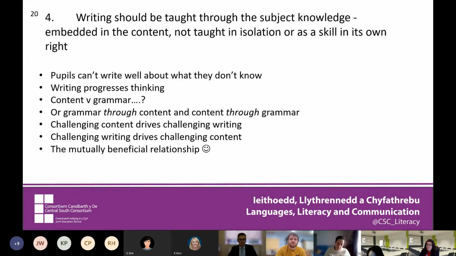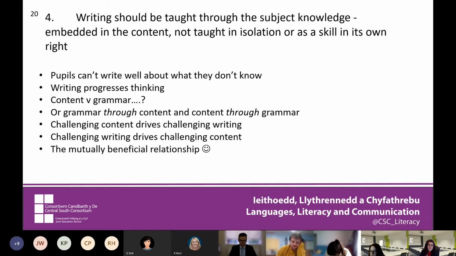The next principle, principle 4, is writing should be taught through the subject knowledge, embedded in the content, not taught in isolation or as a skill in its own right. Pupils can't write well about what they don't know. Pupils can't apply the skills of writing easily if they're divorced from the challenging content. The rigor of the content drives the rigor of the writing instruction. This means that activities need to be interwoven into the pre-existing curriculum and woven into content instruction.